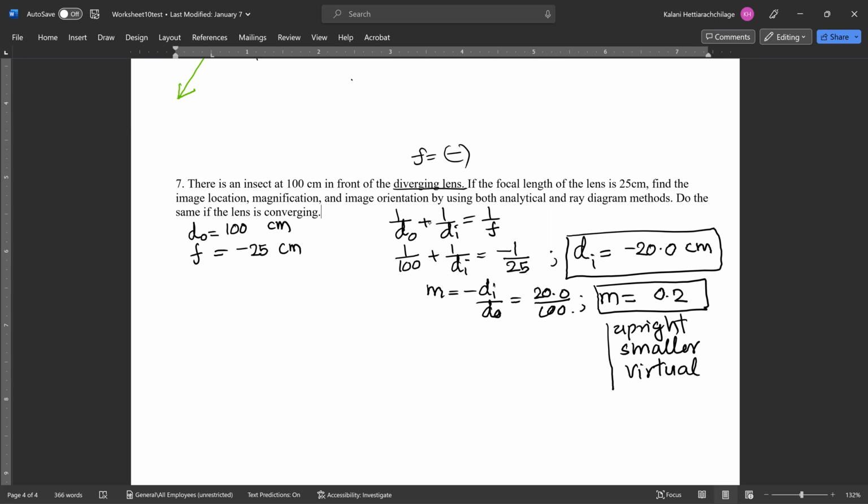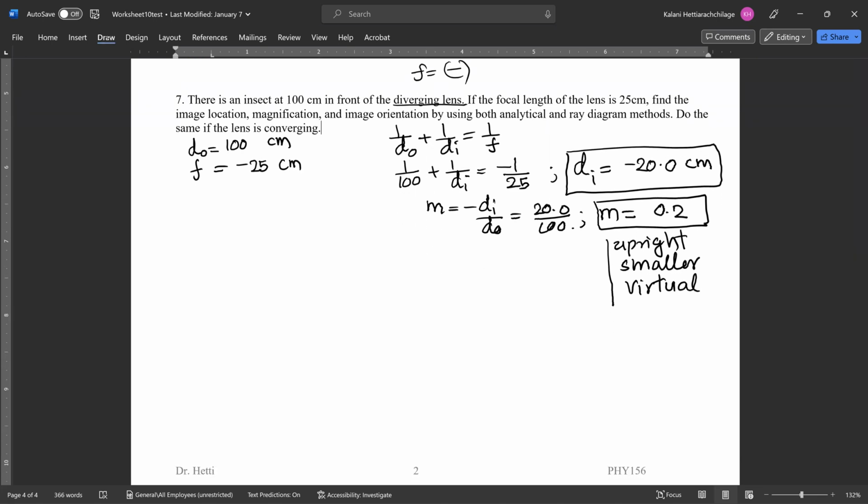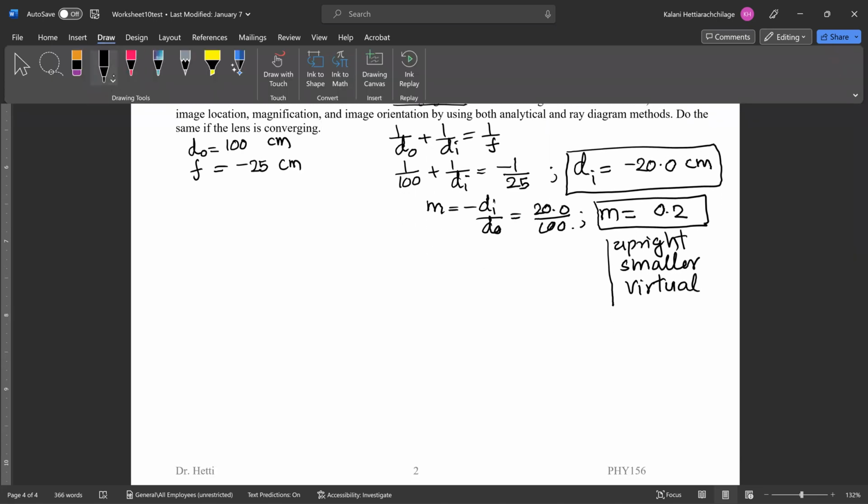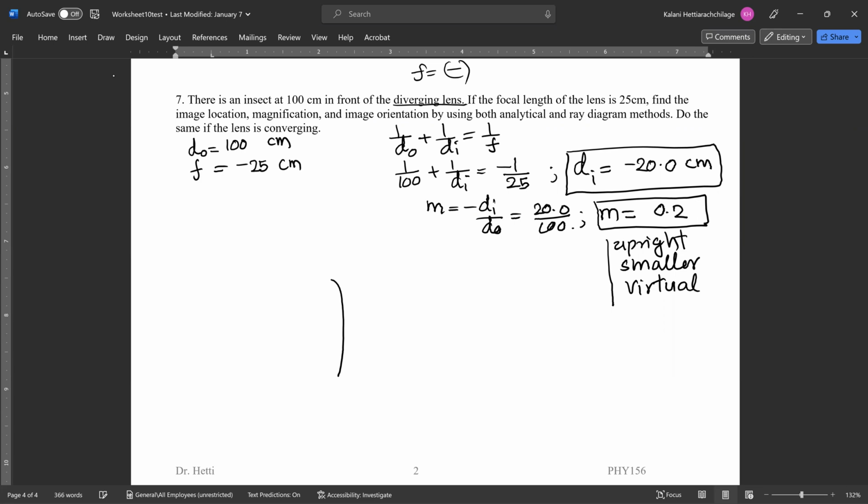So I'm going to draw the diagram for this one, right? Because we did not do any drawing for the diverging lens in your worksheet. So let's do it in here. Diverging lens, you draw it like this, right? And as always, you draw your optical axis first, and then you need to draw your vertical axis, right? Now you need to label your focal points. I have one focal point here and a focal point here, and here is the center. Focal distance is 25, right?